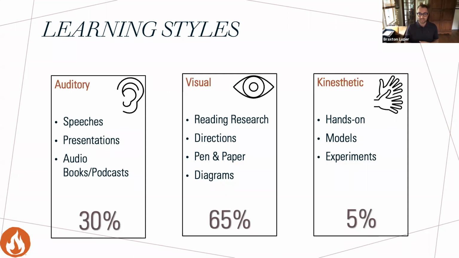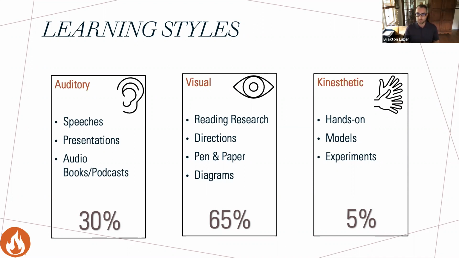For kinesthetic, it's a hands-on approach, 100%. They like models and experiments with their hands-on approach. Now, I know the percents are laid out there on the bottom for you, but 30% of our population is auditory learners, 65% of our population is visual, and then that leaves 5% of our population as kinesthetic, the hands-on approach or the doing.